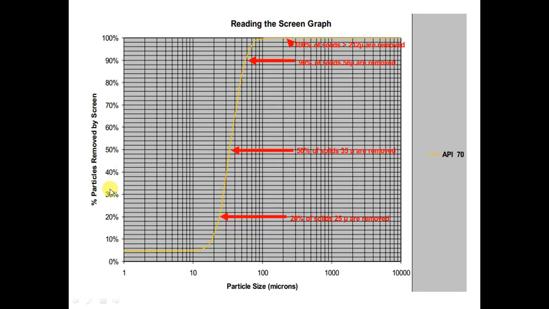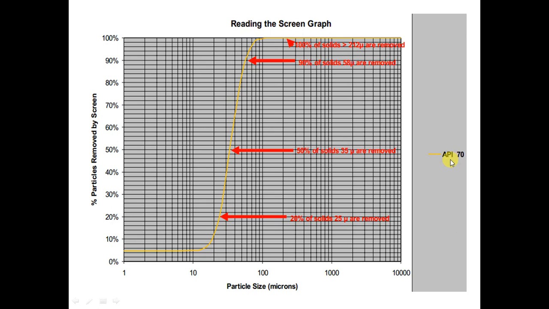Here is a graph. What is the meaning of this graph? Each solids control equipment has this graph, and each screen size in the shaker has this graph. For example, this graph is for the API 70.